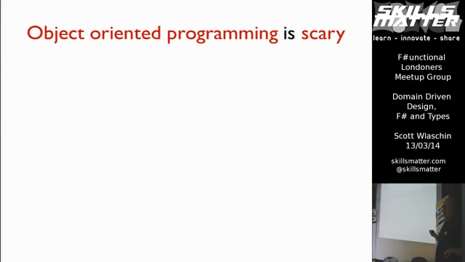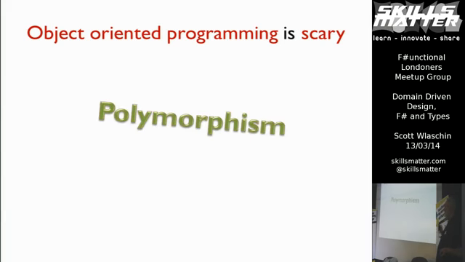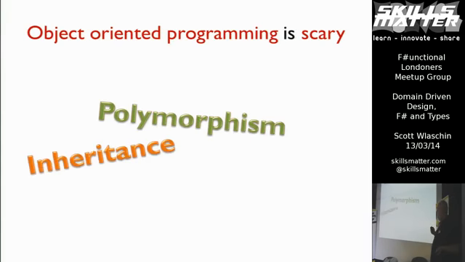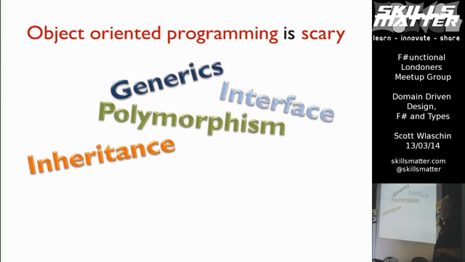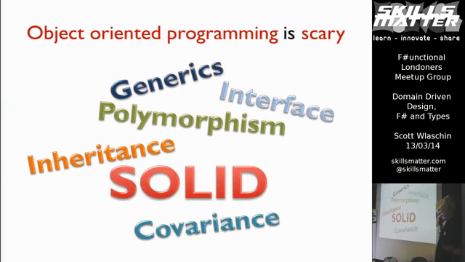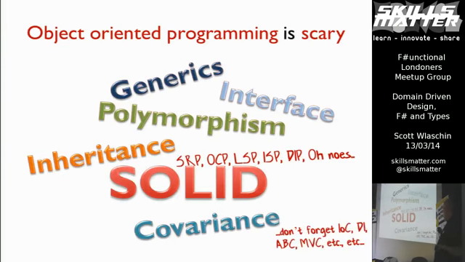I tell you what really is scary, object-oriented programming. And I'll prove it to you. Because you have really scary words like polymorphism and inheritance and interface and generics and covariance and SOLID. And SOLID itself is five different things, SRP, OCP, and each of those things is other things. And then you've got IOC and DI and ABC and MVC and all these buzzwords, okay? So you have to remember thousands of little buzzwords to do object-oriented programming. And that's why I think object-oriented programming is scary.